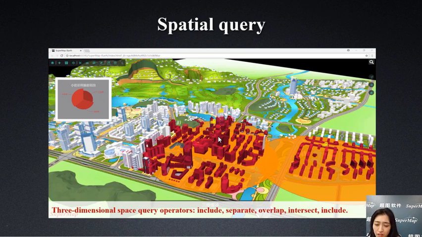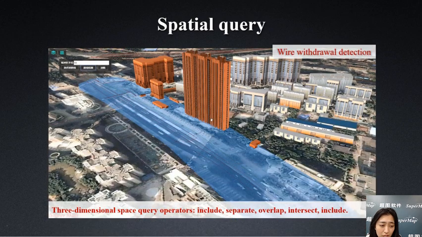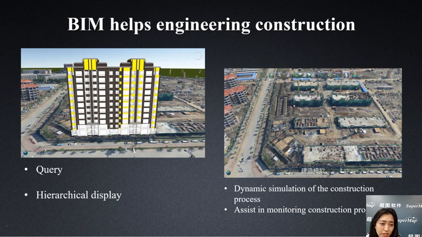So in this design stage, the problems are discovered and corrected in time to avoid losses. And that is a wear withdrawal detection. And that is how BIM helps engineering construction.